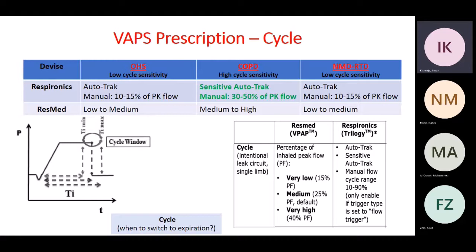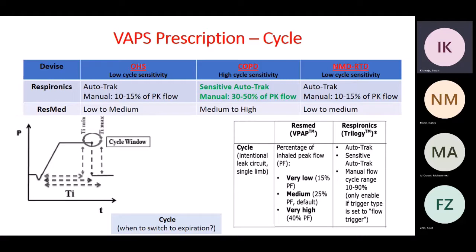Here for COPD, when it comes to the cycling, COPD patients need the most sensitive cycle parameters because we want them to finish the inspiration as early as we can, okay? Or either let the machine do it when it's sensitive auto track. You write that specifically because the DME respiratory therapist is going to set your machine using what I have for you here in the table. Or manually, you tell them, let us cycle at 30 or let's say 40% from the peak flow rate.